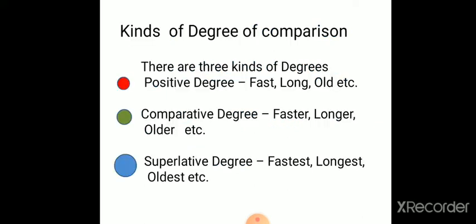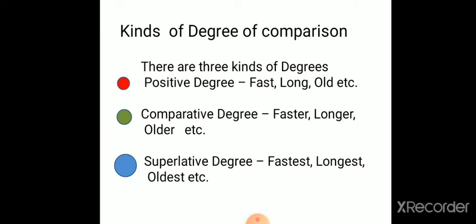There are three kinds of degree of comparison. First, positive degree. Second, comparative degree. And the third one is superlative degree. These three degrees are used in different ways.